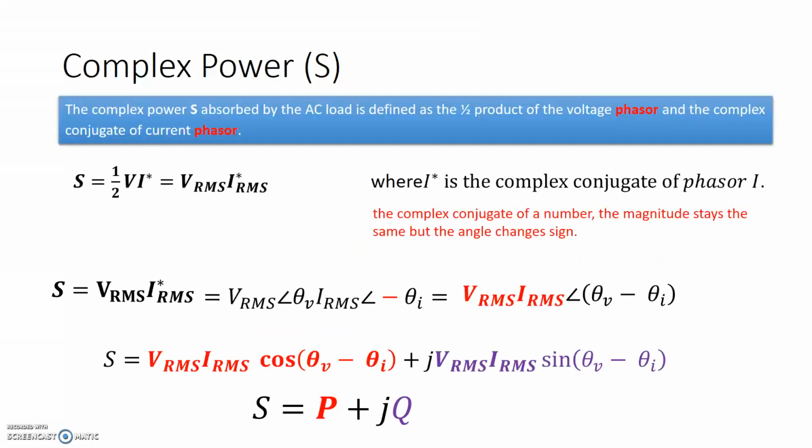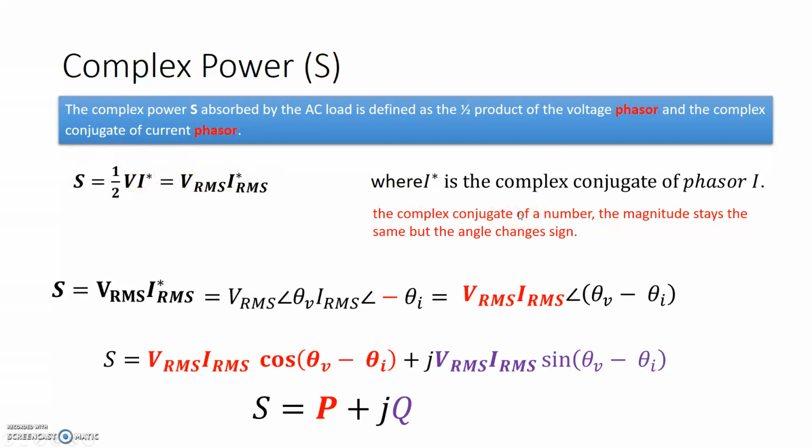Now, the complex power can also be written in terms of phasors. So if we think of the voltage phasor V and the current phasor I, by definition, complex power S absorbed by the AC load is 1/2 the product of the voltage phasor and the complex conjugate of the current phasor. So need to keep in mind that the current that's used in the complex power expression, if you're going with the phasor direction, is the complex conjugate. So the I with the star basically means the complex conjugate, right?